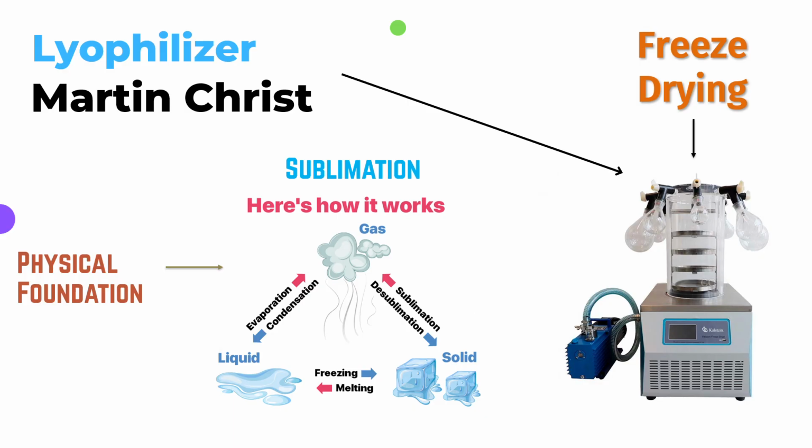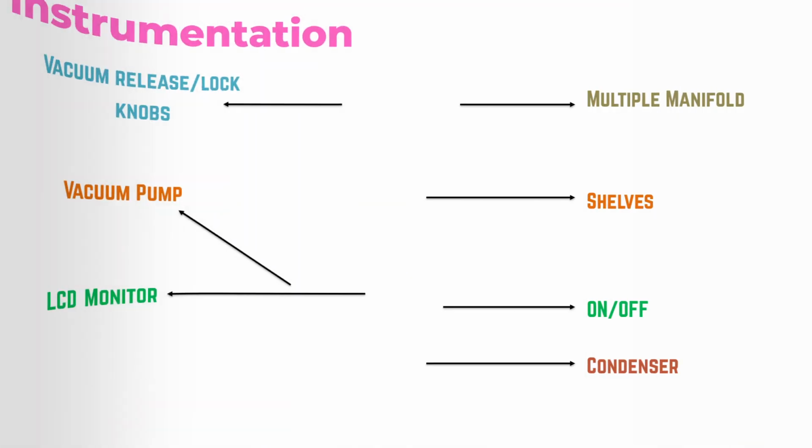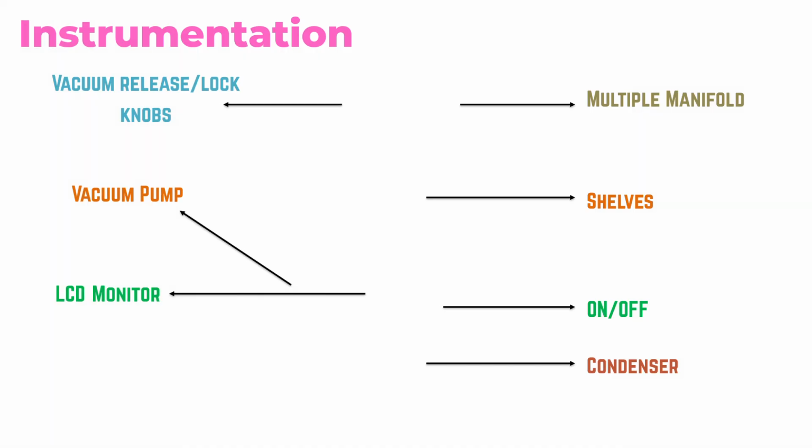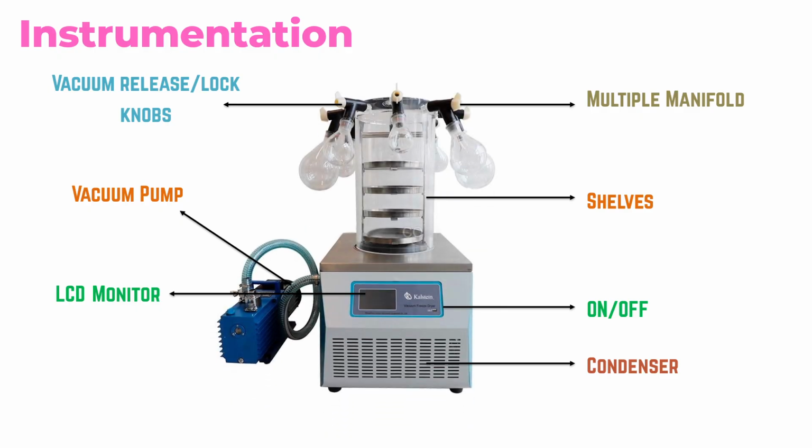Then to the next slide, where we are going to discuss the instrumentation of the lyophilizer. So we can here see that there are multiple manifolds or vacuum release lock knobs. So there are many knobs for the release of vacuum or adjustment of the vacuum.